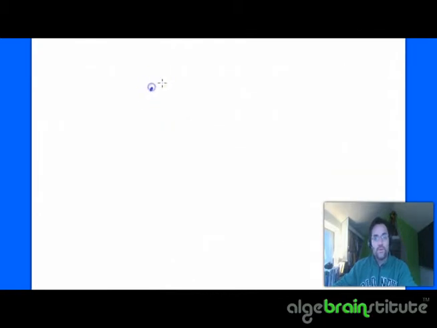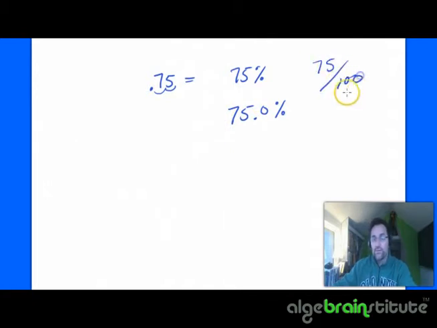So we see 0.75 is equal to 75%, but we don't see a decimal in here because 75% is the same as 75.0%. So all we did was move the decimal 1, 2 over. 0.75 means that we have 75 out of 100, which is 75 per 100.